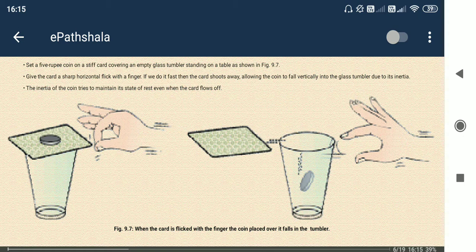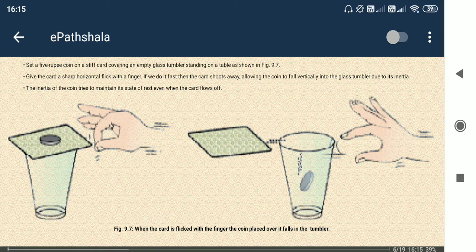Inertia means a static body tries to remain in the static condition. Until we apply a force, it is going to remain static. In the same manner, a moving body tries to remain in the moving condition if we don't apply any force from outside, right?